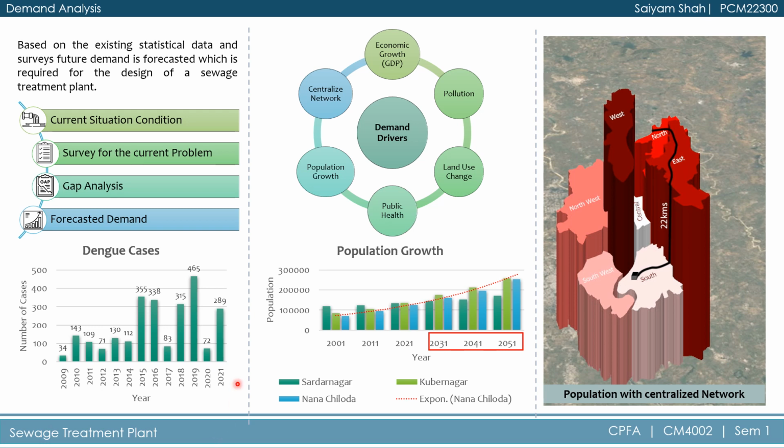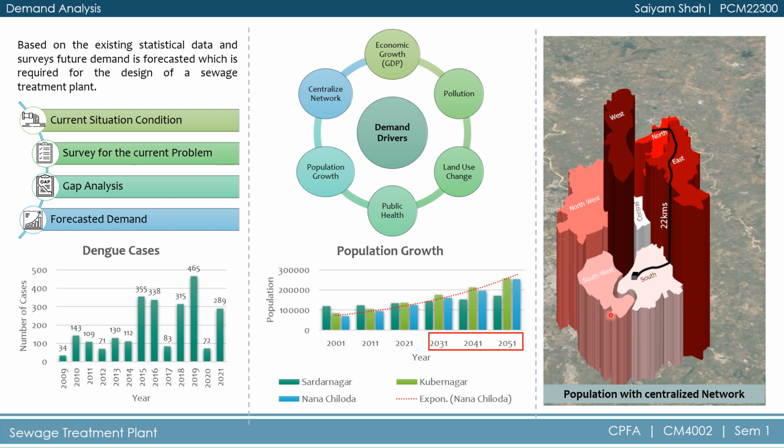The graph shows the population growth in the city from 2001 to 2051. The 2021 data will be taken from the census department and the 2031 to 2051 data will be forecasted using three different methods: arithmetic increase method, geometric increase method and incremental increase method.